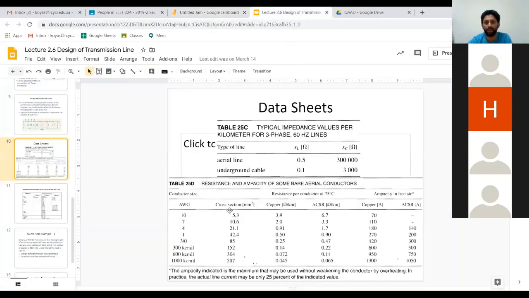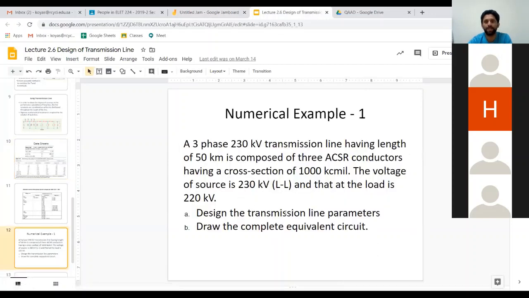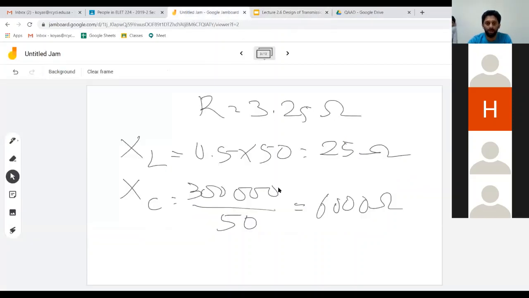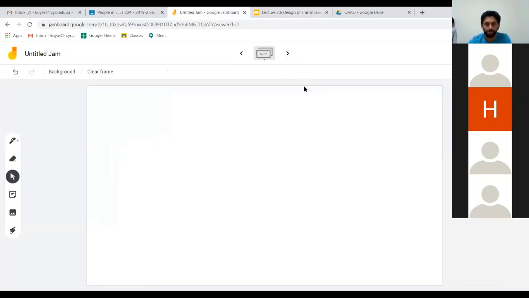This is our first part of the question: determine the transmission line parameters. Then comes the next part, that is, draw the completed equivalent circuit. You remember equivalent circuit? I told you. These are the values. Don't forget 3.25, 25, and 6,000. When you draw equivalent circuit, this is 50 kilometer.